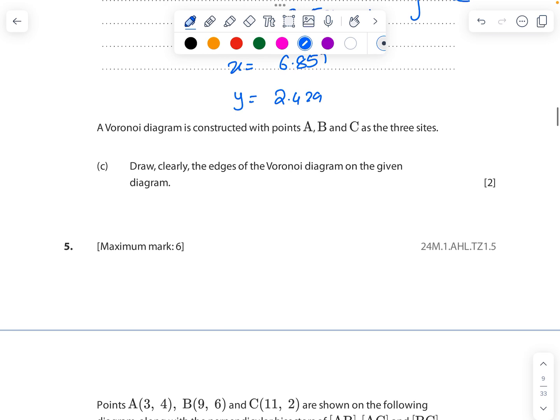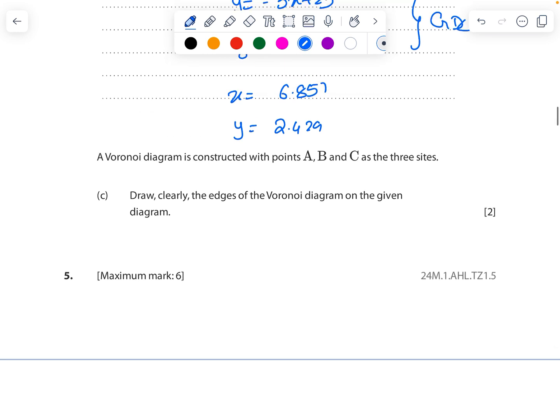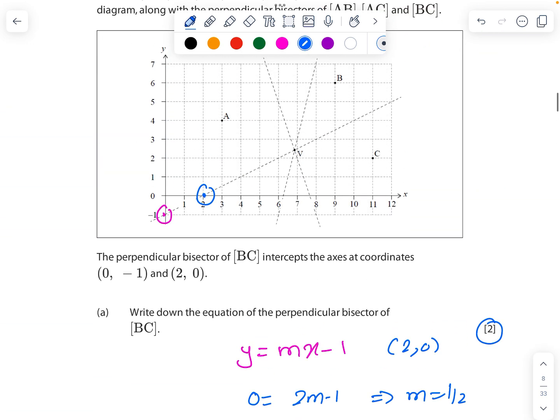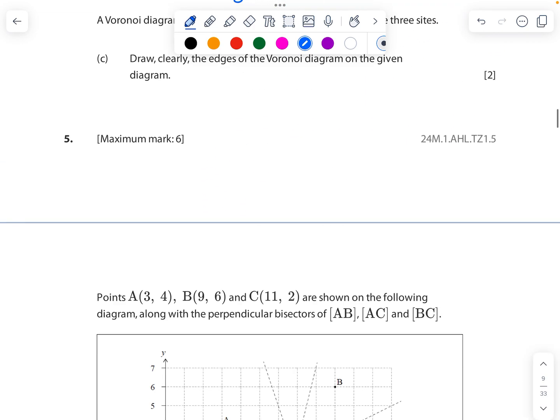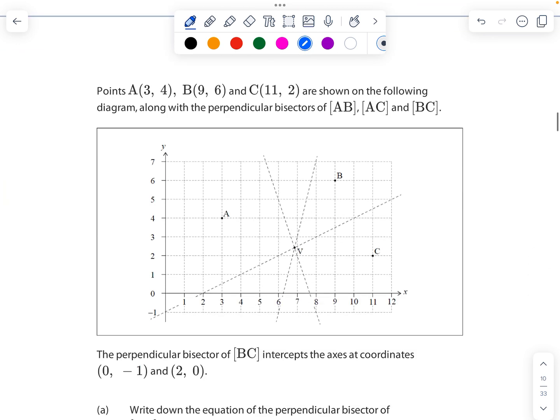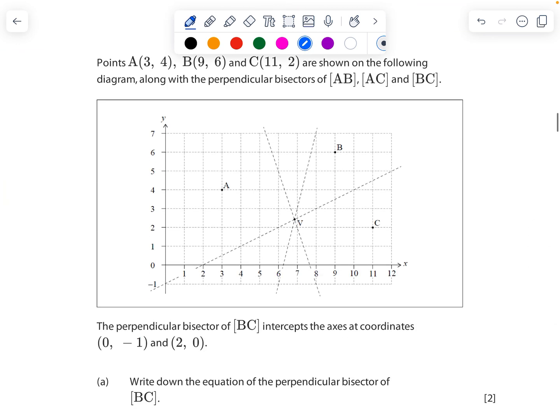Then a Voronoi diagram is constructed with points A, B, C as 3 sides. Draw clearly the edges of the Voronoi diagram as shown in the figure on the given diagram. So therefore I am going to draw that. This is one edge. This is another edge. Then points A, B, C are shown along the perpendicular bisectors.